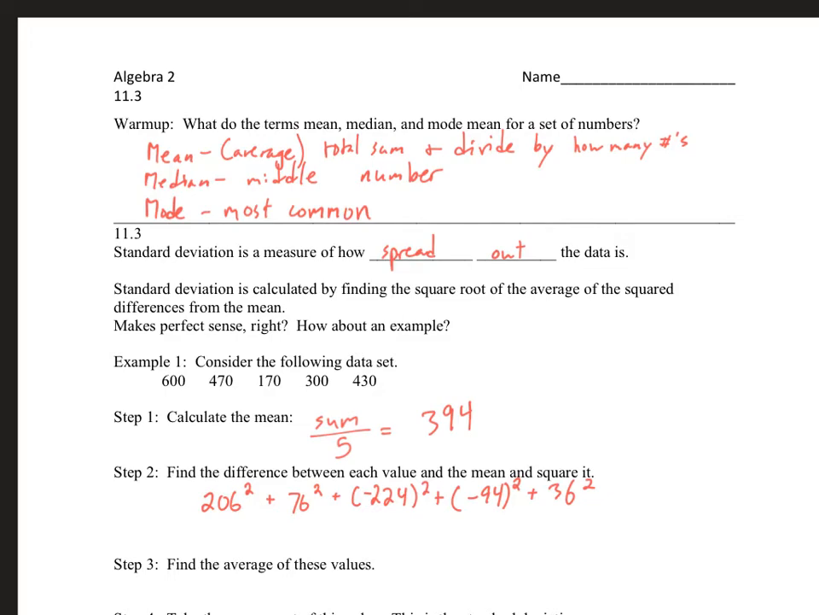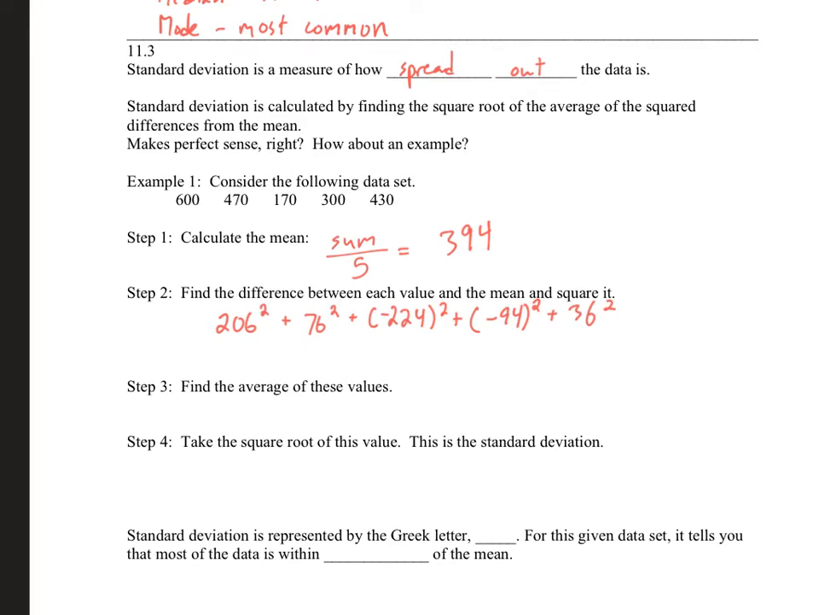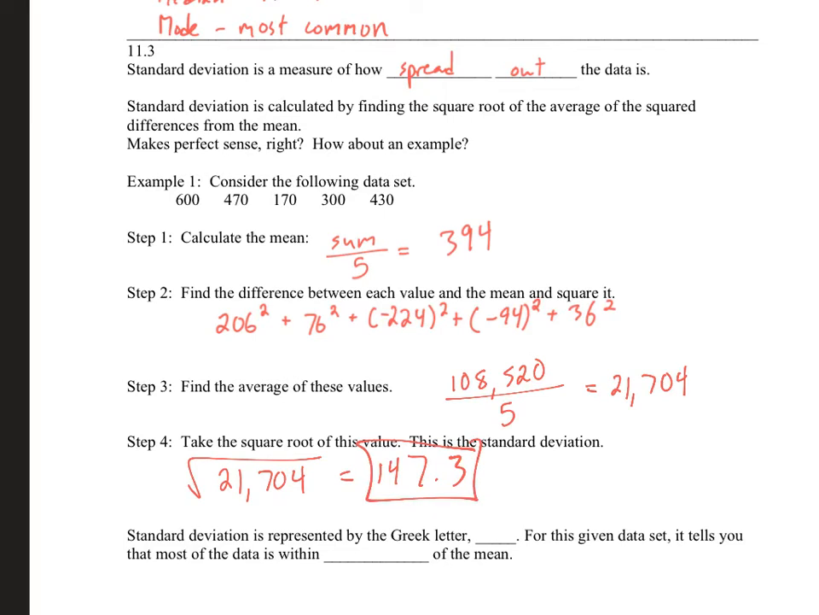Step 3, I'm going to find the average of those things. The sum of those numbers from step 2 is 108,520. I need to divide by how many things there are, so I'm going to divide by 5. That gives me 21,704. Last step, step 4, is to take the square root of that. The square root of 21,704 is my standard deviation, which is 147 point, I cleared my calculator, so let me put it back in there. Square root of 21,704 is 147.3. So that number is my standard deviation.